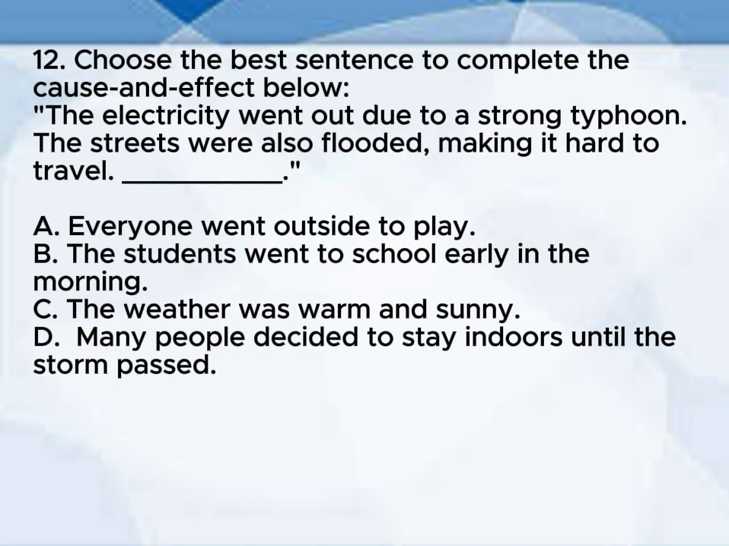Choose the best sentence to complete the cause and effect below. The electricity went out due to a strong typhoon. The streets were also flooded, making it hard to travel. A. Everyone went outside to play. B. The students went to school early in the morning. C. The weather was warm and sunny. D. Many people decided to stay indoors until the storm passed.